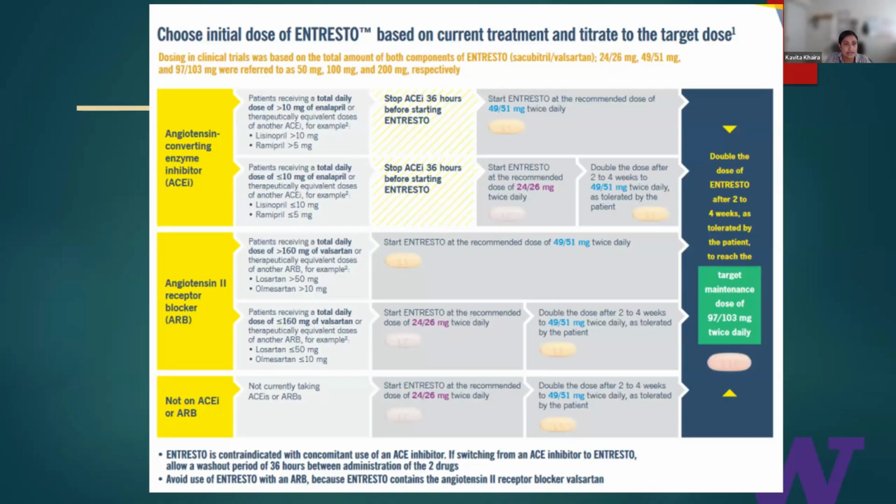But if they are on an ACE inhibitor, because of the concomitant neprilysin inhibitor, you actually have to have a washout of the ACE inhibitor for 36 hours. And then pretty much the same in terms of dosing. If they're on a high dose versus low dose ACE, what starting dose of Entresto you'll put the patients on. So again, a very practical question.